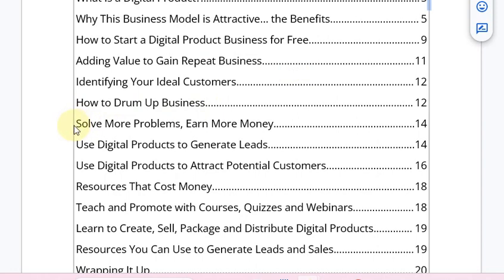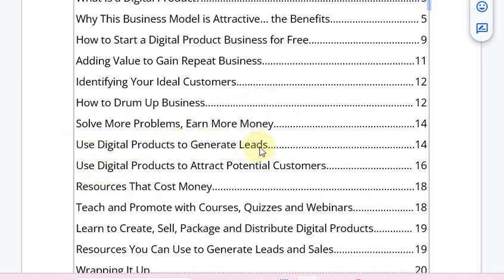Next, we talk about how you can solve problems with digital products. The more problems you can solve with these products, the more money you are going to be able to earn. So the more problems you solve for your ideal customers, not trying to solve the problems of the entire world, but actually solving problems for your ideal customers, the more money you earn.